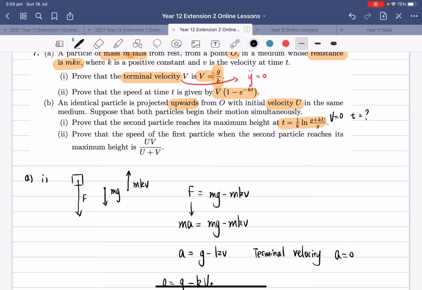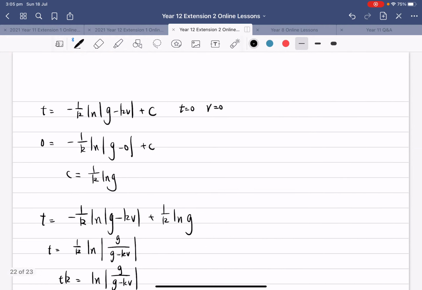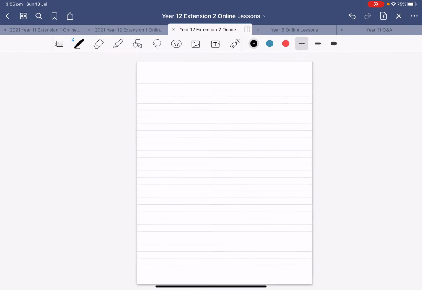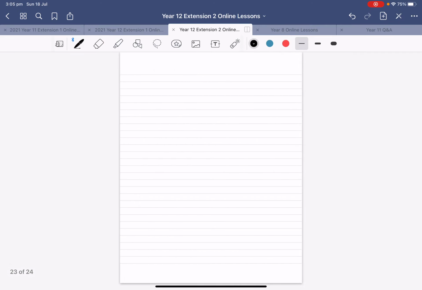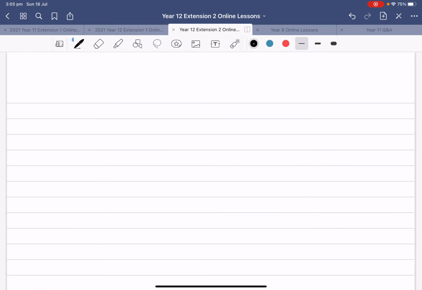With this question, the first step we do is, as usual, we need to find the equation of motion. This is always the most important part. We need to find the equation of the motion. So question B(i).